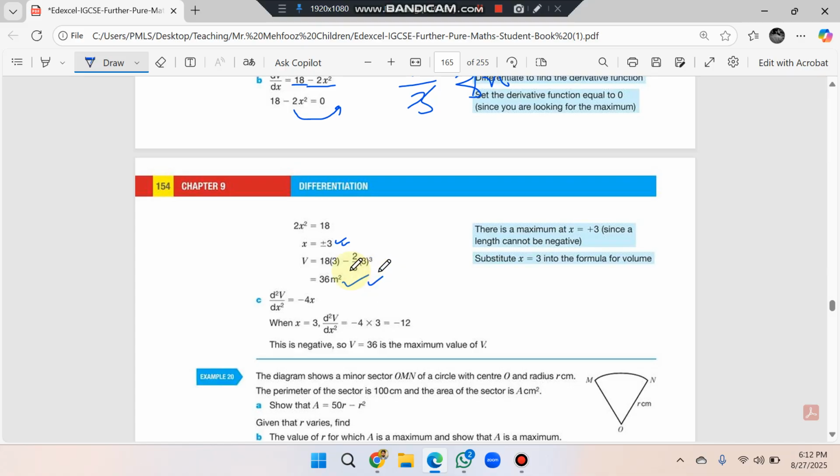This is your maximum value of, which one? Maximum value of volume. Okay, because there is a maximum at x equal to positive 3. Since the length cannot be negative, we use just x equal to positive 3.